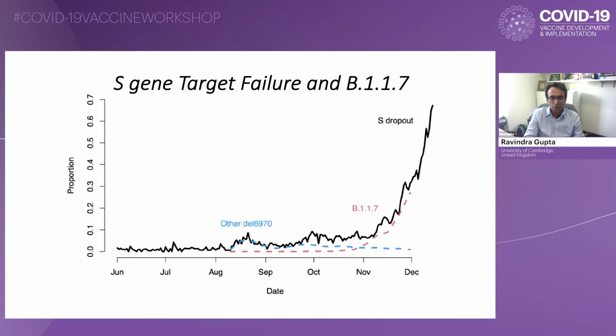This graph shows you what was happening over time in the proportion of tests that showed S dropout because of that 69/70 deletion. And that is shown in black. You can see that the proportion of sequences shown to be B117 mirrors this beautifully in dashed red line. And the other 69/70 deletion lineages, which are present in the UK, for example, the 439K plus 69/70, have remained at relatively stable proportions during that time and even falling off slightly. So you can see a very nice correlation between the emergence of B117 or the 501YV1 variant in the UK and the S gene dropout signal.